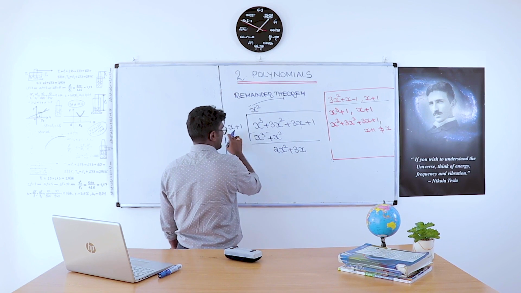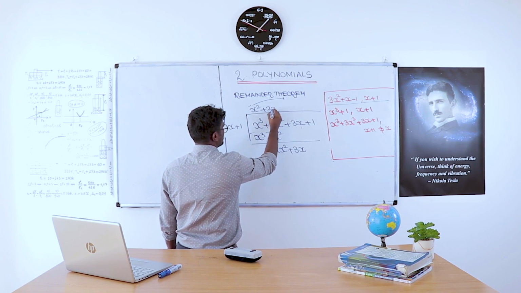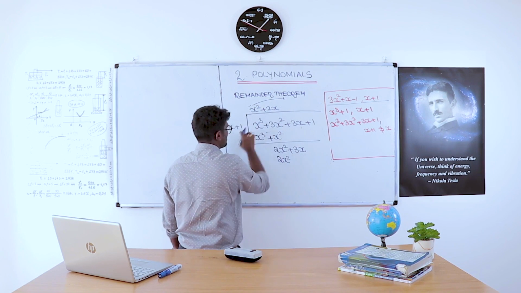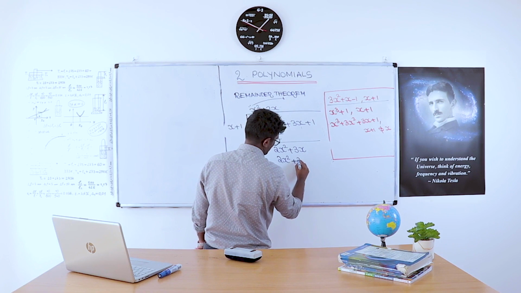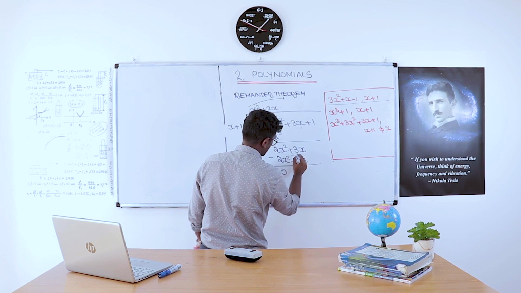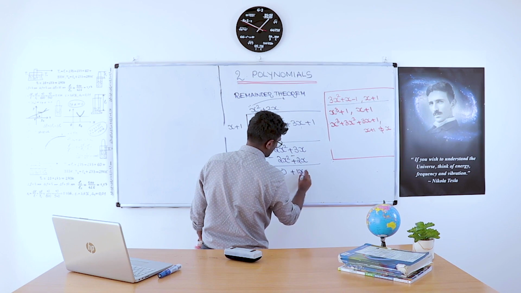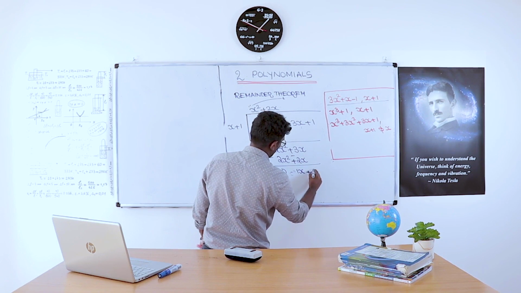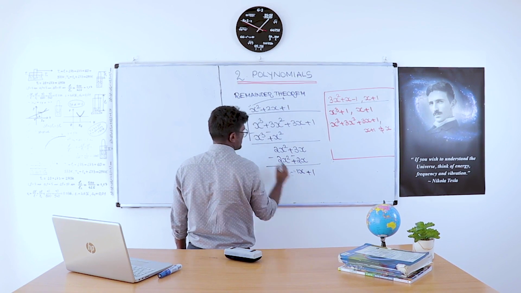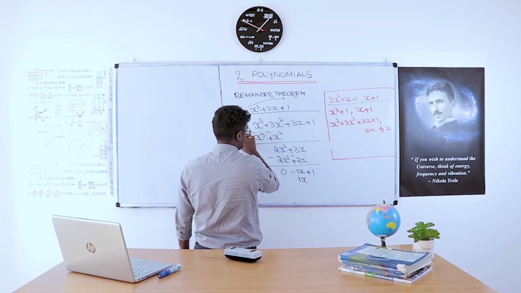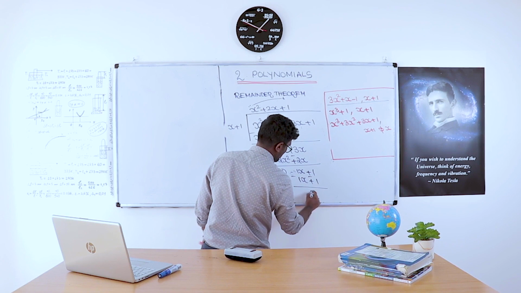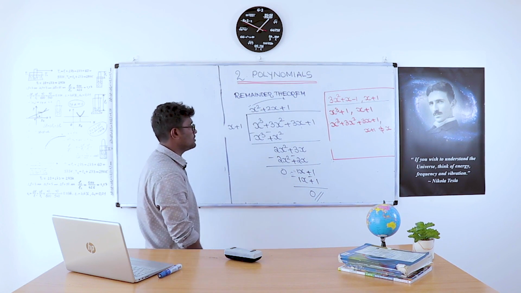So 2x square divided by x is plus 2x. 2x into x is 2x square. 2x into 1 is plus 2x. So minus, minus. This one is 0. 3x minus 2x is 1x. 1x plus 1. 1x divided by x is plus 1. 1 into x is 1x. 1 into 1 is plus 1. This one minus, this one minus. So the remainder is 0.